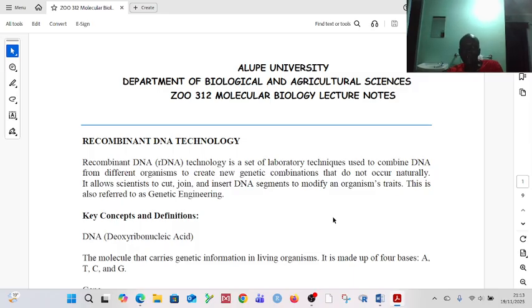So to do that, DNA is cut, because remember you are getting it from different organisms. So you have to cut, then you join, and you insert into a host organism. The host organism is the organism that you want to modify the traits of. So this technique that we are calling recombinant DNA technology is also referred to as genetic engineering.